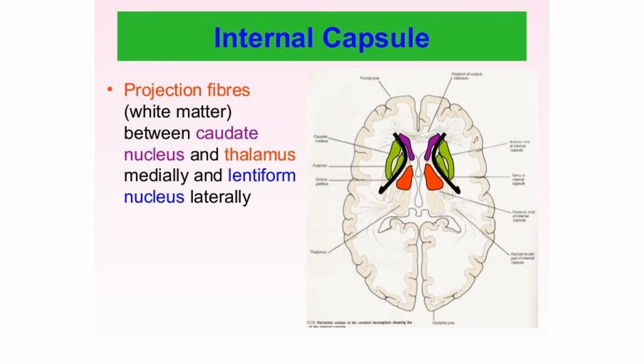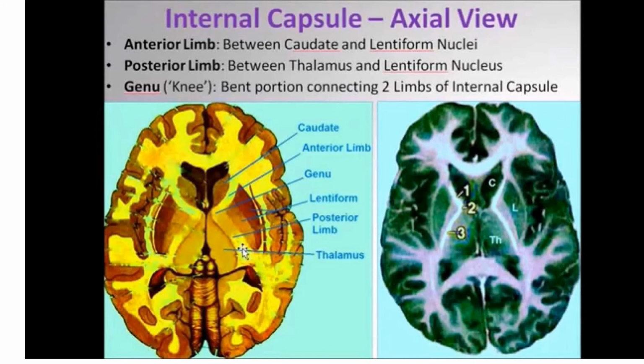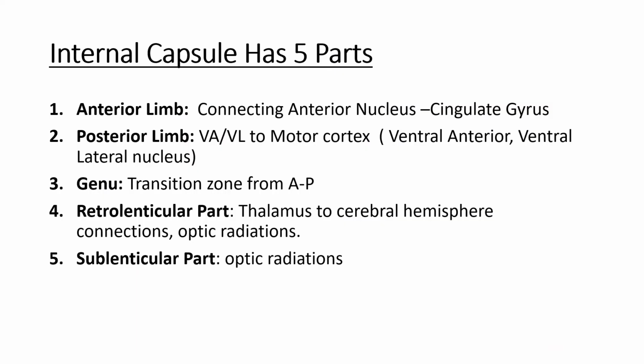Internal capsule, so white matter projection fibers between caudate and thalamus medially, and lentiform nucleus laterally. You can see a nice picture of it there as well. Internal capsule has 5 parts that we want to remember. Anterior limb connecting anterior nucleus, cingulate gyrus. Posterior limb for VAL, VL to motor cortex, so that's ventral, anterior, ventral, lateral.